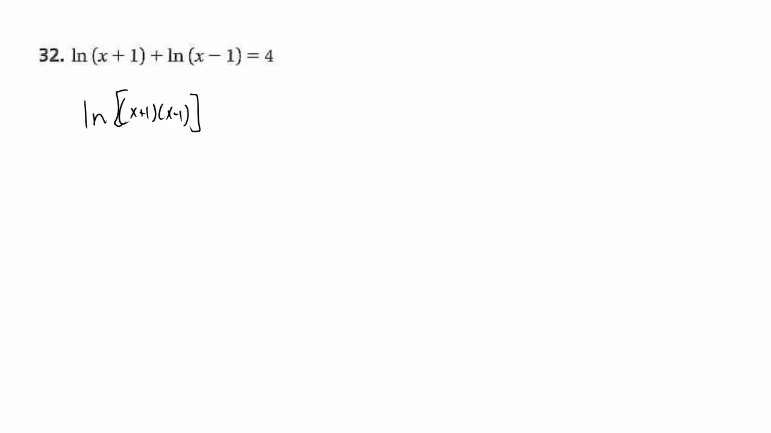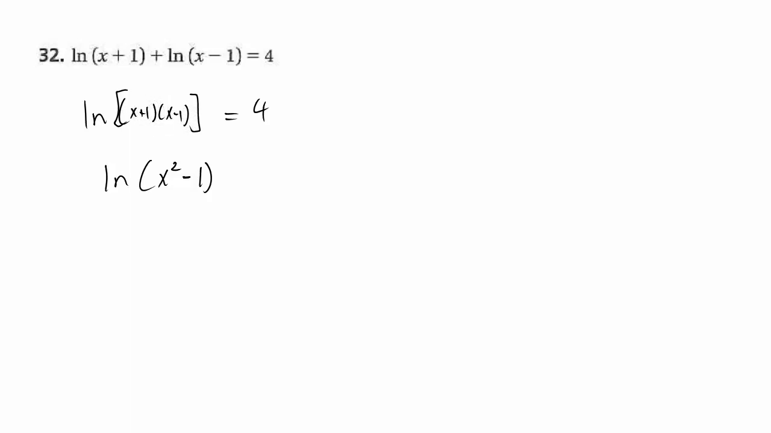If you FOIL this, or distributive property, whatever you want to call it, this is the natural log of x squared minus 1. All I did was just do x squared minus x plus x. Those cancel out. Negative 1 times 1 times positive 1 is the 1. And that's equal to 4.